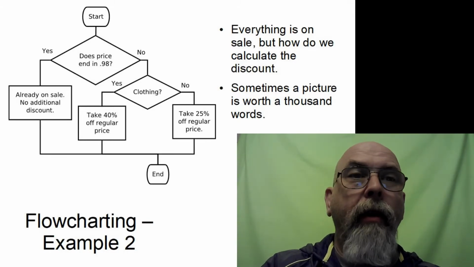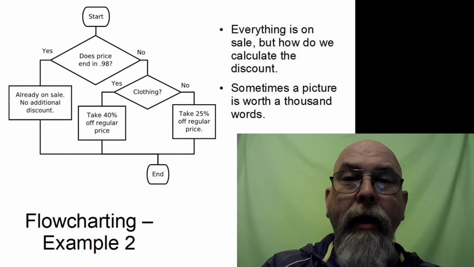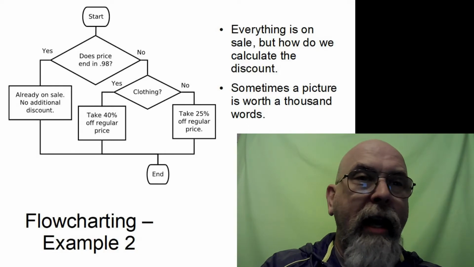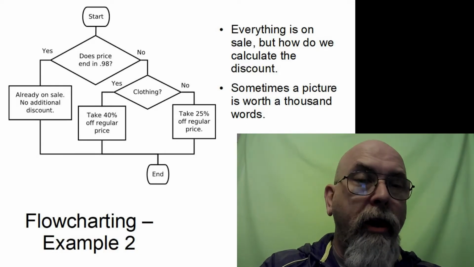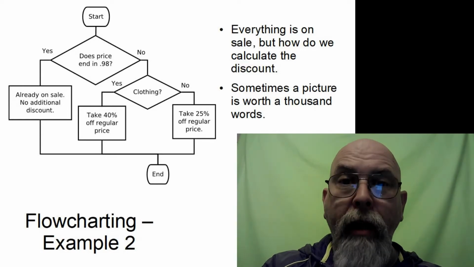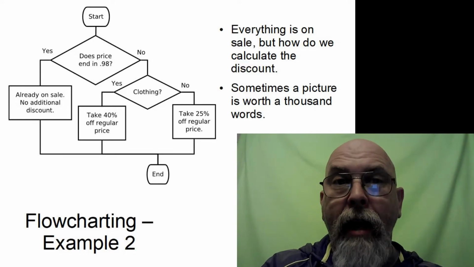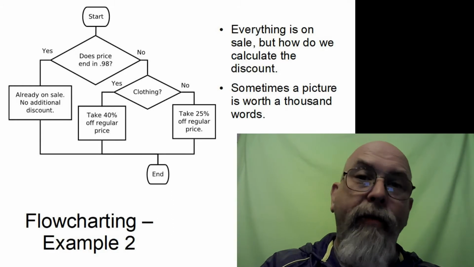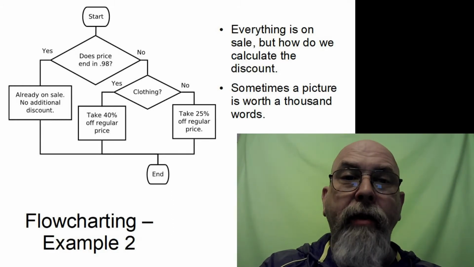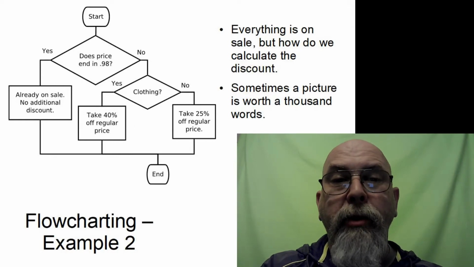How do we do it? Well, if the price ends in 0.98 or 98 cents, it's already on sale. You can see how we go to the decision. It's already on sale, then we drop down to the end. If it's clothing and the price does not end in 98 cents, then we take 40% off. But if it's a household good or anything else that we happen to sell, only take 25% off.